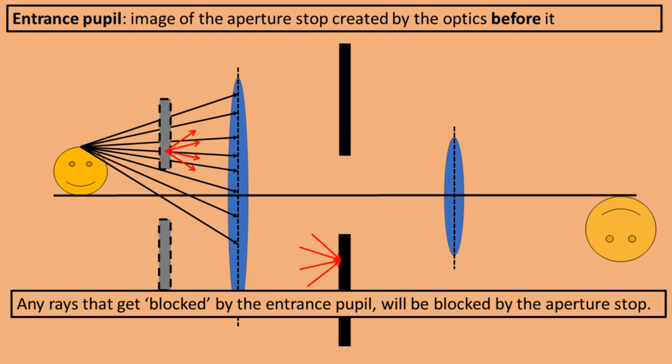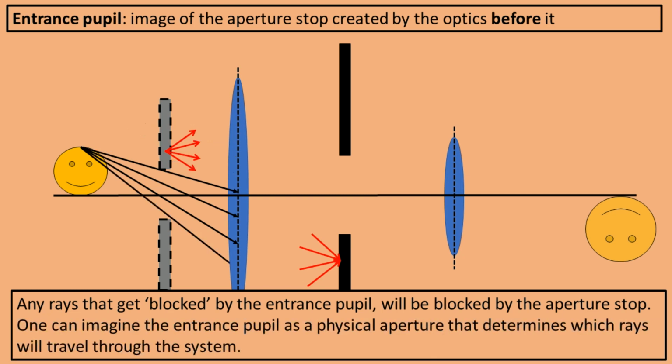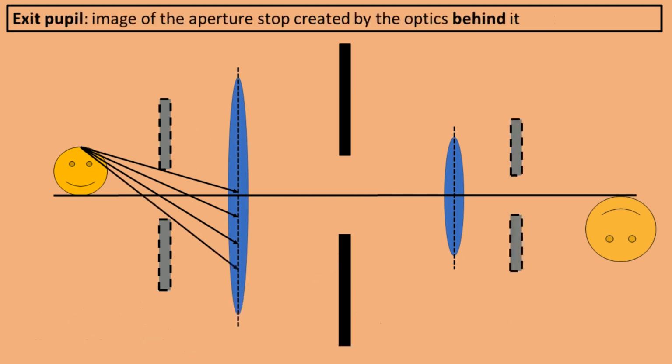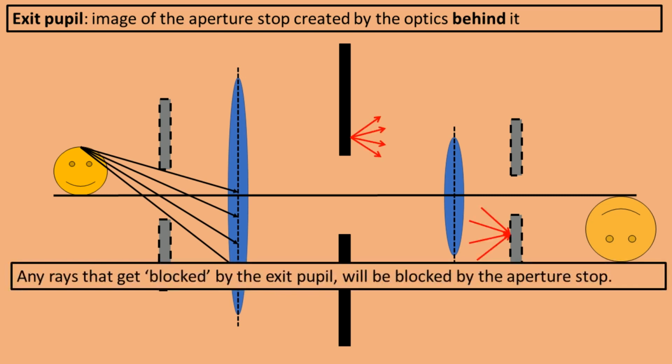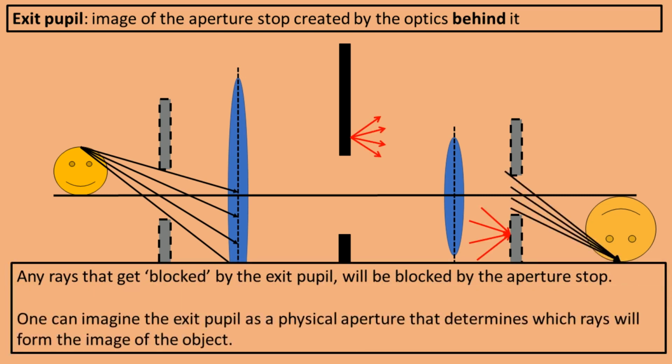Therefore, to quickly see which cones of rays will pass through the optical system, one can construct the entrance pupil and see which rays will go through it. Similarly, to find out which cones of rays exit the optical system, we can define the exit pupil, which is the image of the aperture stop created by the optics behind it. Any rays that get blocked by the exit pupil will be blocked by the aperture stop. Therefore, one can imagine the exit pupil as a physical aperture that determines which rays will form the image of the object.